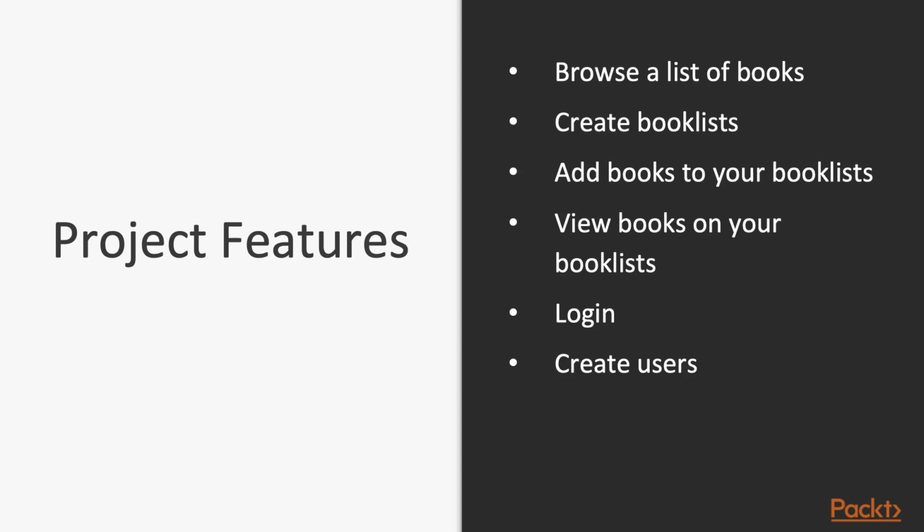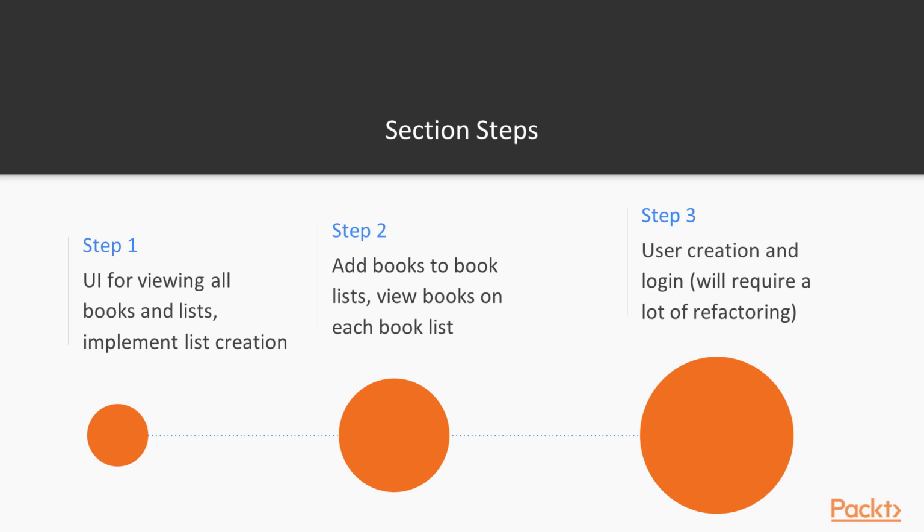So that's a lot of features, but we're going to go about it in a few steps. We're going to start out by building the UI for viewing all the books and all the lists, and also implement list creation. Next, we're going to add the feature to add books to book lists, and also viewing books on each book list. And finally, we're going to implement the user creation and login. And this is going to require a lot of refactoring to add this user feature at the very end, but I'm doing this intentionally because I want to show how to refactor a complicated app using Vuex.